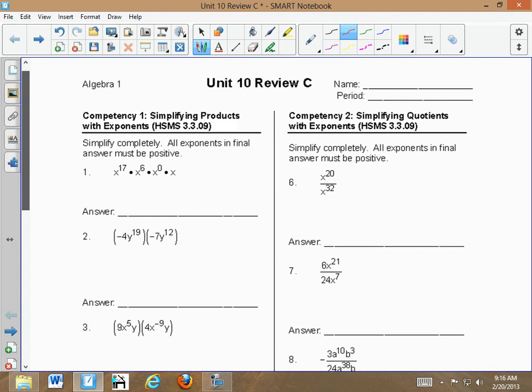Okay, simplifying products with exponents. I don't know if you guys read this stuff or not, but this is going to give you some hints on what you're going to be doing. Simplifying products with exponents. So, that means we're multiplying exponents. Whenever we multiply like base, we add the exponents. So, I'm going to have x. 17 plus 6, 23, plus 0, 23, plus 1, 24. You guys always forget that 1 when you just see the x. There is a 1 there.